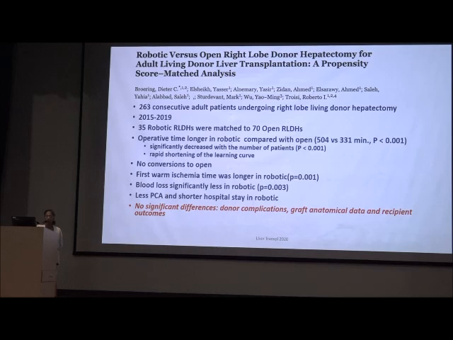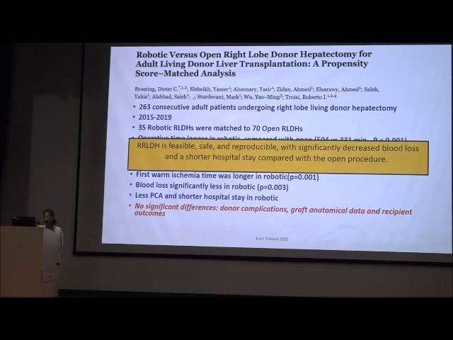As in other reports, operative times were definitely longer in the robotic arm, but they found that with increasing number of cases, the operative time progressively reduced, and there was a rapid shortening of the learning curve. They did not have any conversions. Warm ischemia time was longer in the robotic arm, but the blood loss was significantly less. They documented less analgesic requirement and shorter hospital stays, without any significant differences in donor or recipient outcomes or overall complications. So they concluded that a robotic right lobe donor hepatectomy is safe, feasible, and reproducible, with significantly reduced blood loss and a shorter hospital stay when compared to the open procedure.